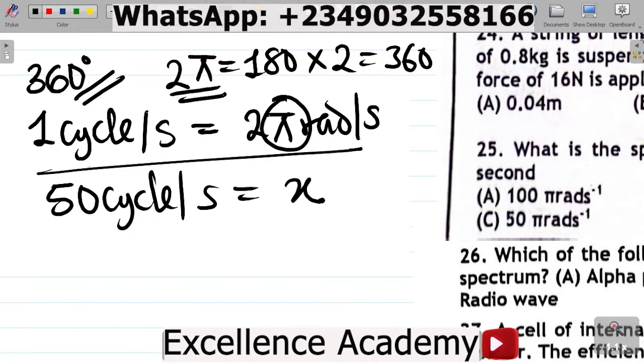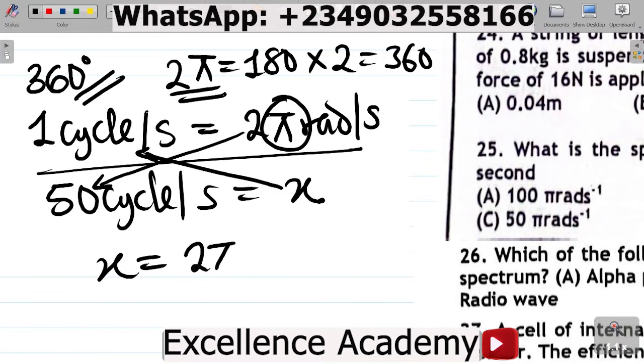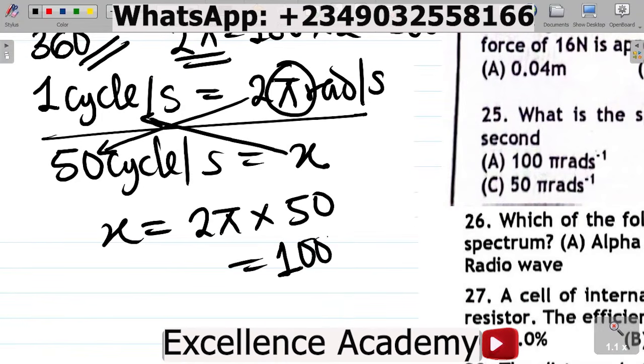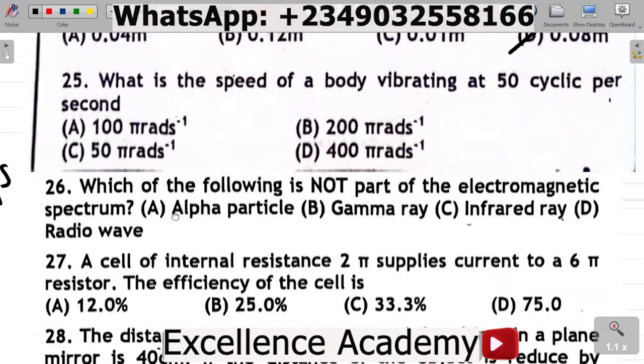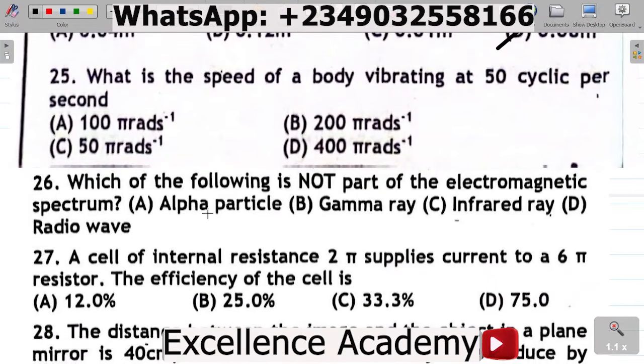Now, at this point, we know that 1 circle is equal to 2 pi rad per second. 50 circles becomes x. All you have to do here is cross multiply. x times 1 gives you x is equal to 2 pi times 50, and that's equal to 100 pi. And then the unit becomes the unit of this part here, which is rad per second. So the correct answer here is 100 pi rad per second, and that is option A.